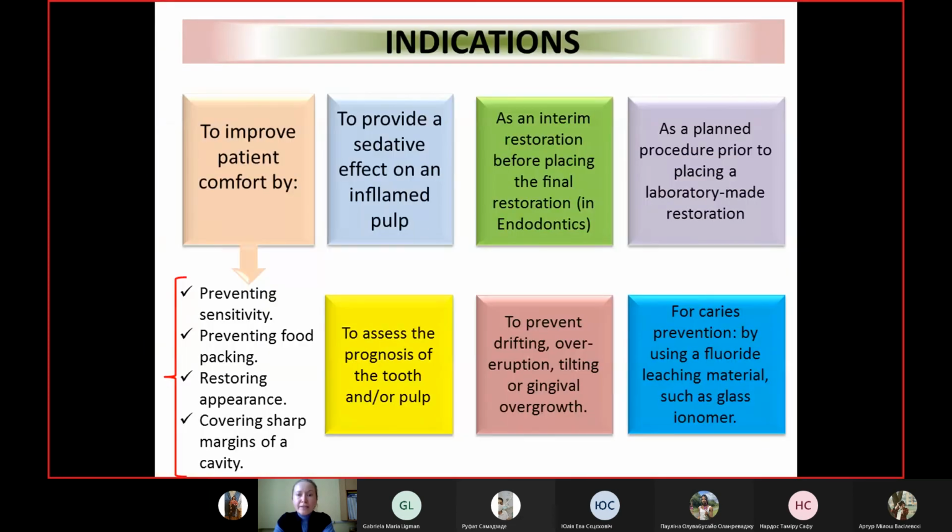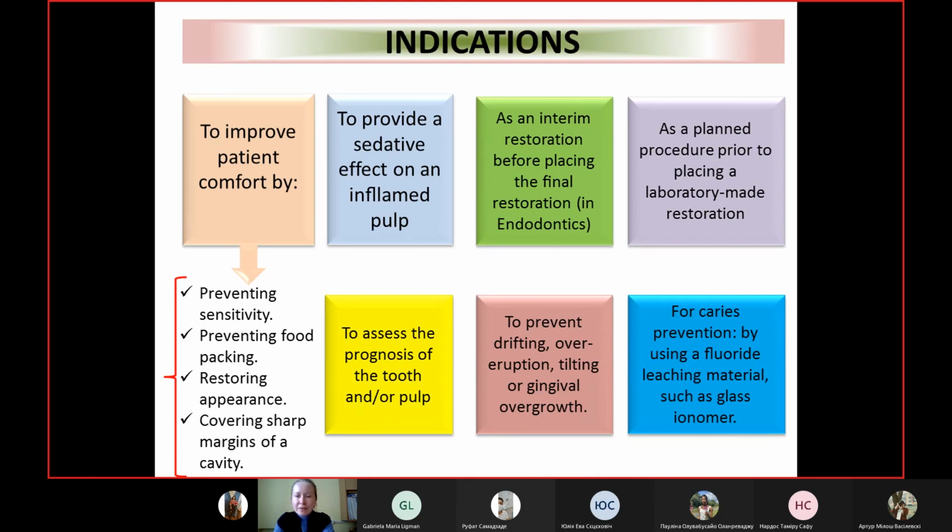So, such indications we have for temporary dressings. First of all, to improve patients' comfort by preventing sensitivity, preventing food packing, restoring appearance, and covering sharp margins of the cavity. Second, to provide a sedative effect on inflamed pulp.